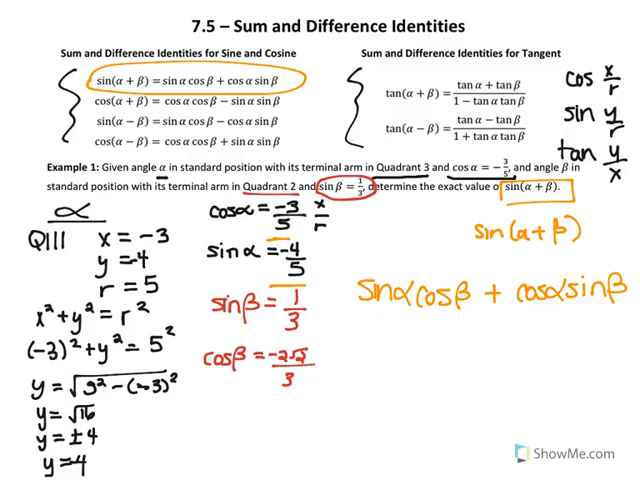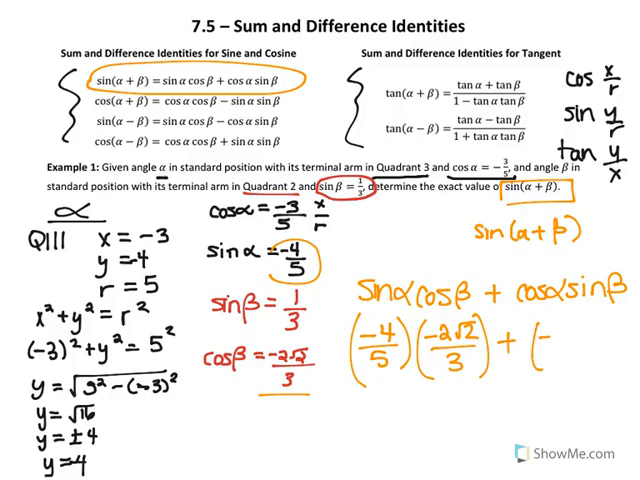So we know that sine of a is negative 4 over 5. So we're going to just write it as negative 4 over 5. And then we know cos of b is negative 2 root 2 over 3, and we can just replace it with that. Cos of a is negative 3 over 5. And sine of b is 1/3. And then we're just going to simplify.